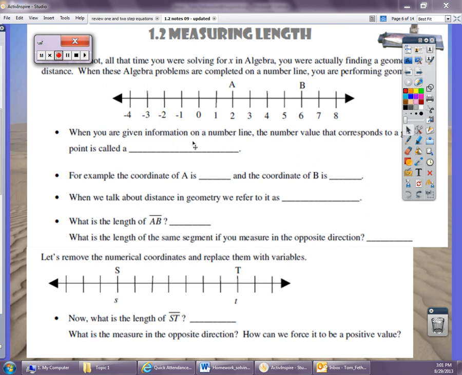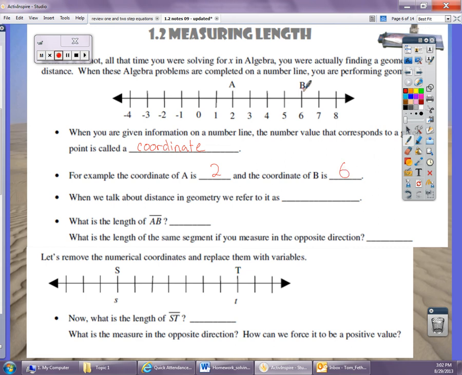When we're given information on a number line, the number value that corresponds to a point is called its coordinate. So it's a coordinate point. For example, coordinate A is 2, and coordinate B is at 6.